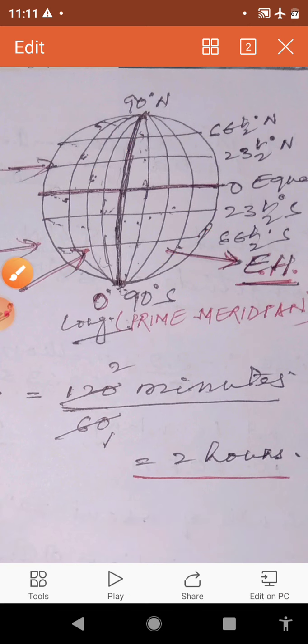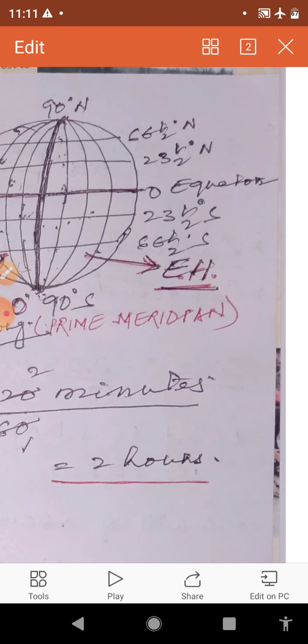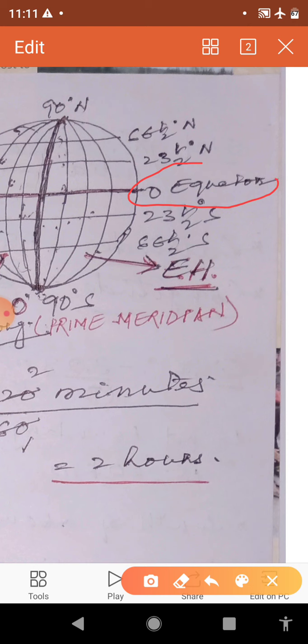Now let us discuss some of the important parallels of latitude. Here I have mentioned degrees also. First one, that is 0 degree latitude, or you can say the equator. So 0 degree latitude or the equator has divided the earth into two equal halves. The northern half is known as northern hemisphere and the southern half is known as southern hemisphere. So with regard to India, our country lies in the northern hemisphere.